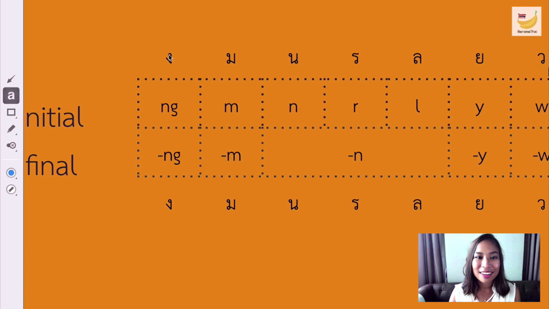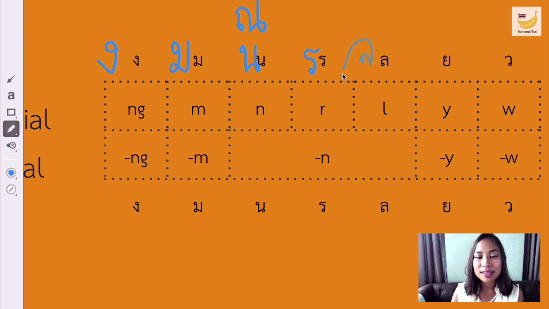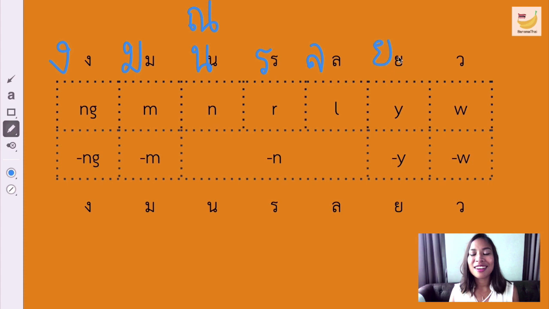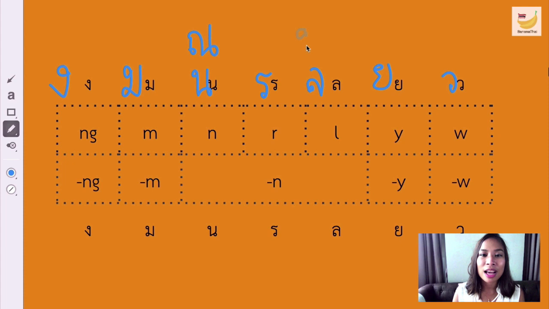What is it? This one, งองู, ng sound. This one ค่ะ, มอม้า, m sound, นะคะ. This one ค่ะ, นอหนู, right. You also have นอเนน as well, but นอเนน is not commonly used. Next one ค่ะ, this one, รอเรือ, นะคะ. Next one ค่ะ, with the tail coming like this, ลอลิง, นะคะ. Next one ค่ะ, look like scary ugly, ยอยักษ์, นะคะ, y sound. And last one, วอแหวน, w sound, นะคะ, the ring ค่ะ. Actually you also have ลอจุฬา here, but ลอจุฬา is not really commonly used.